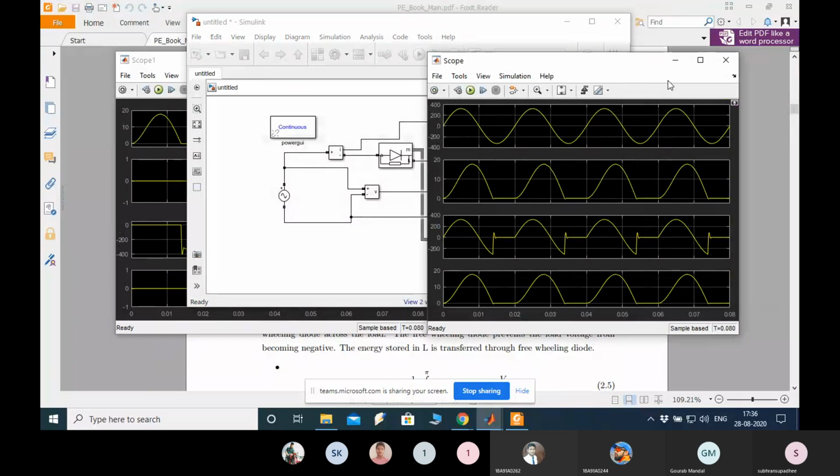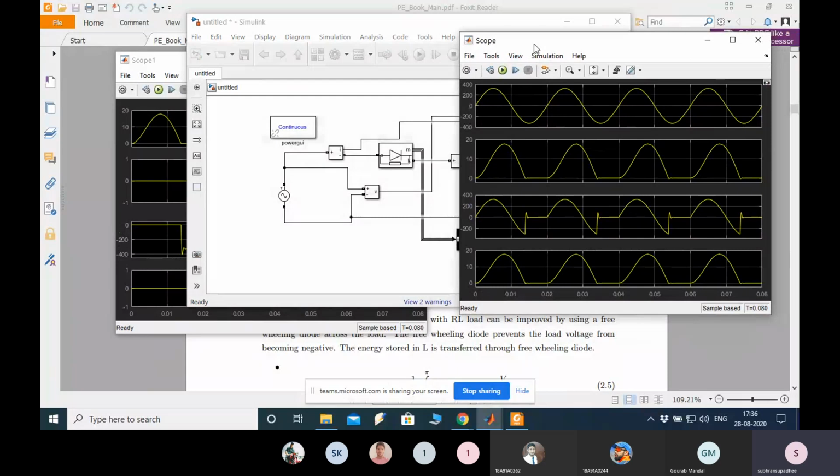Here you can see, as the value of L is increasing, your output voltage is getting a negative cycle, a signal in the negative portion, right? This is due to the inductance. As you can see, I have talked about the switch. Here the diode acts as a switch.